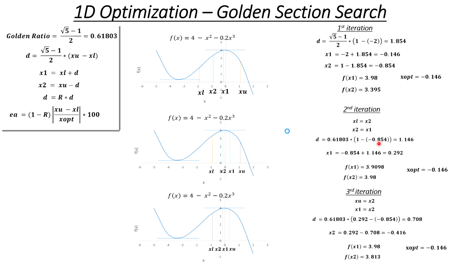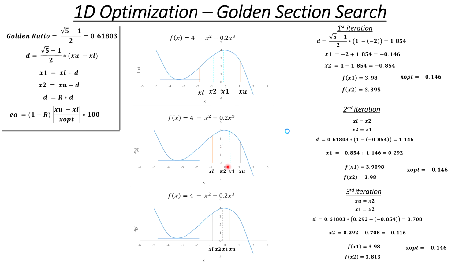So in this case, if you look here, the lower limit is now -0.854 and the upper limit is still 1. So that gives us a d of 1.146. And from that, we can calculate basically the new x1. So x1 here is the lower limit plus d, and here you can see that our new lower limit is -0.854 plus the d that we have gotten here, 1.146, which gives us an x1 of 0.292. So you can find that we have here 0.292.